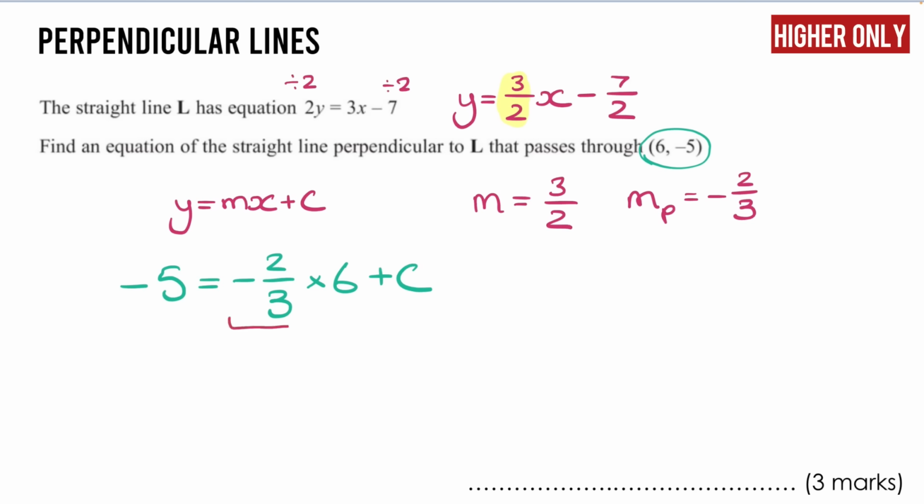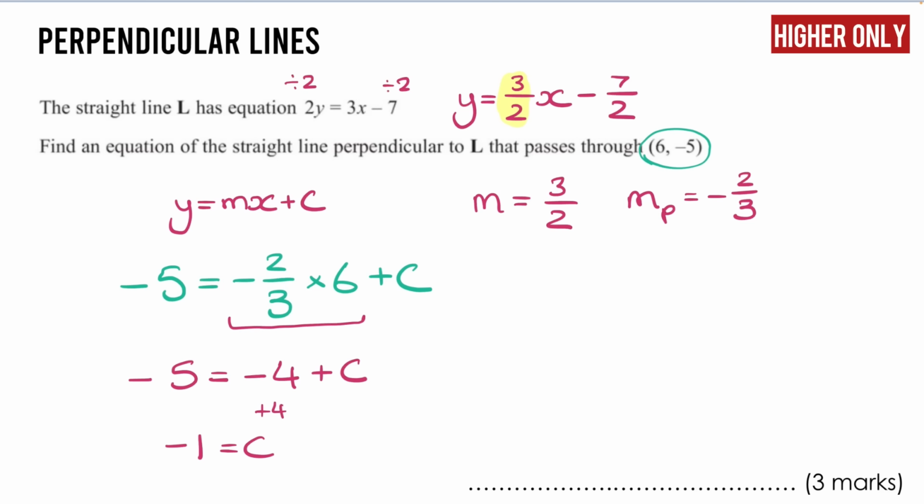I just want to simplify this, which I can do on the calculator as well. So minus 2 over 3 times 6 is equal to negative 4. So we have negative 5 is equal to negative 4 plus c. Can add 4 to the other side, we get negative 1 is equal to c. And now I have all the pieces.